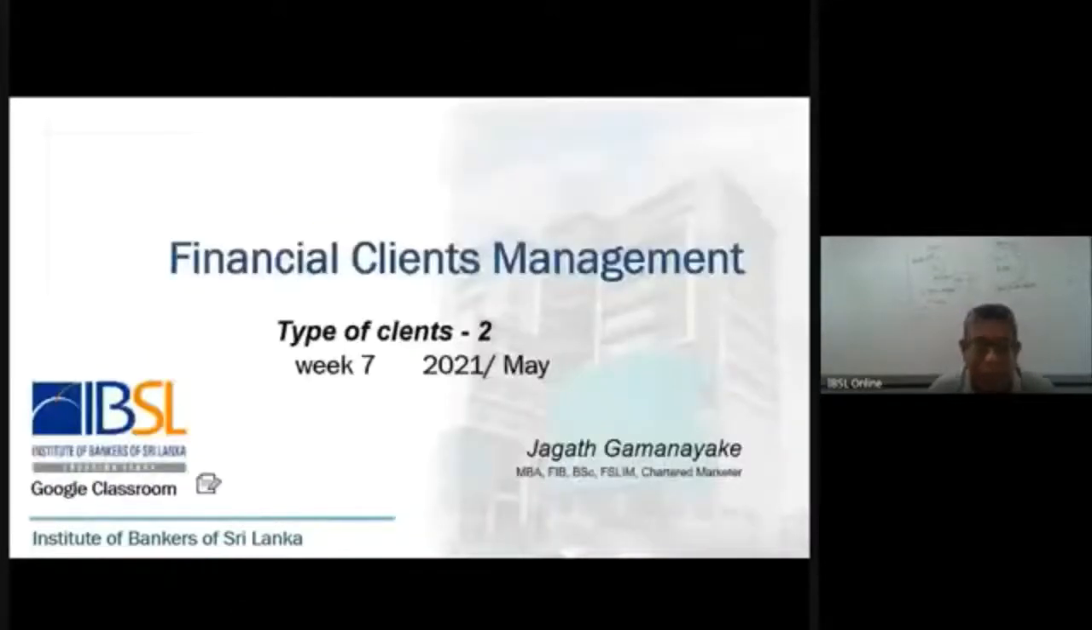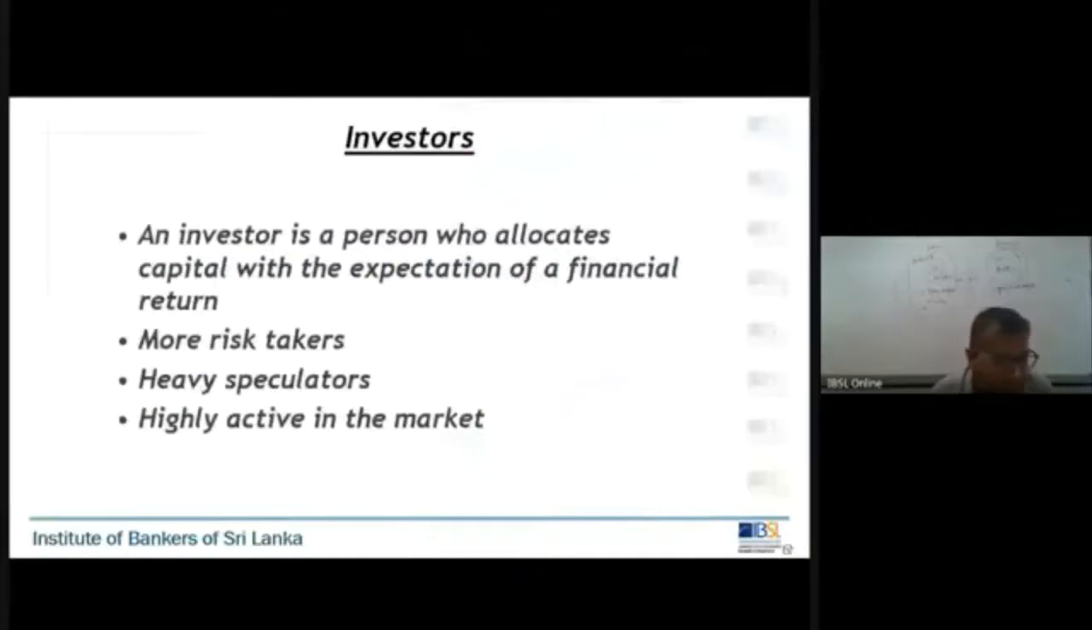Okay, right. Now we are moving into the second type of clients, that is investors. Earlier we discussed depositors, right? Now we are going to discuss the investors. Clear? Now who is an investor? Under this, like earlier, we are going to discuss types of investors, as well as types of investing products and their features, right?